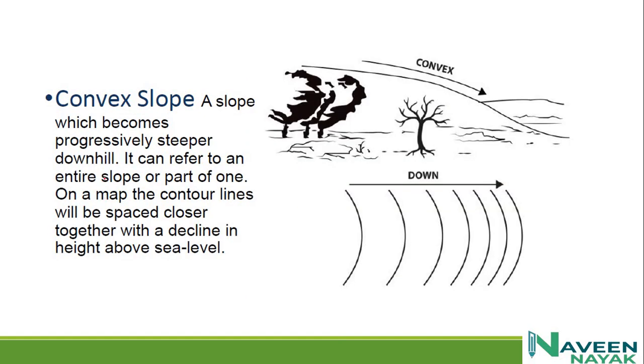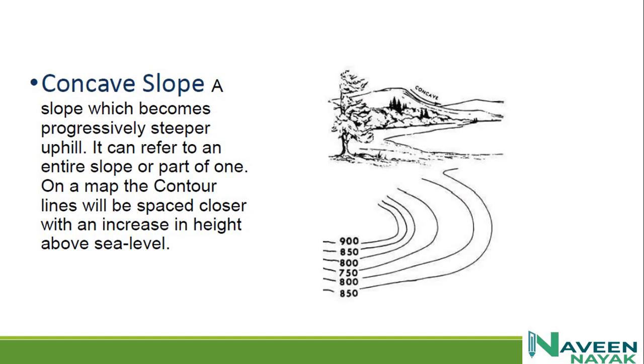Convex slope, a slope which becomes progressively steeper downhill. It can refer to an entire slope or part of one. You can see this is a convex slope. Concave slope. See here. This is a concave slope, a slope which becomes progressively steeper uphill. It can refer to an entire slope or part of one.